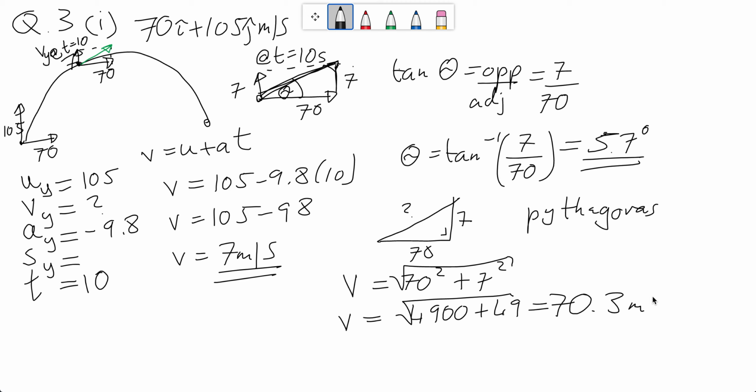That gives us 70.3 meters per second. So this velocity here would be 70.3 in that direction, of which 70 meters per second is this way and 7 meters per second is that way. So that's the magnitude, and that's the direction. That answers that question.